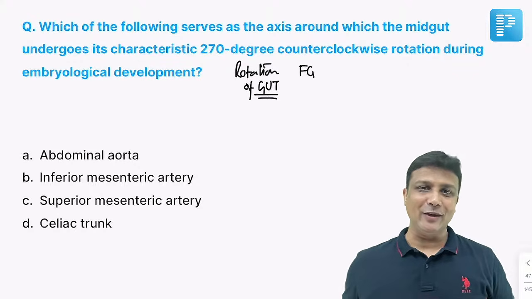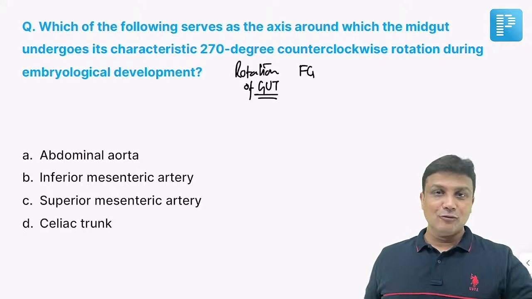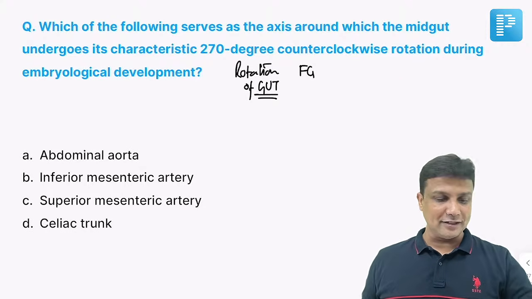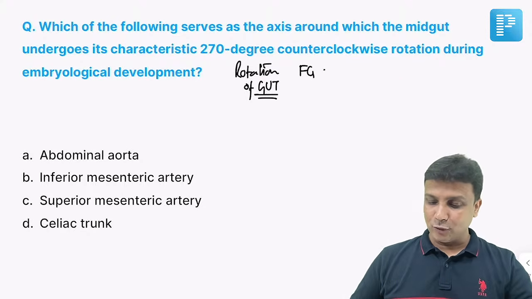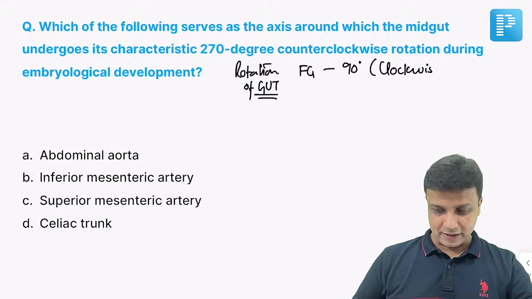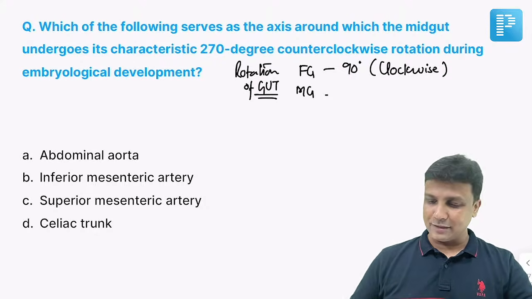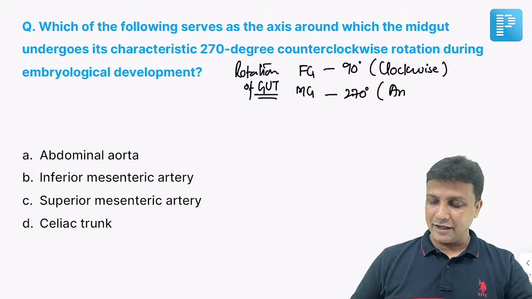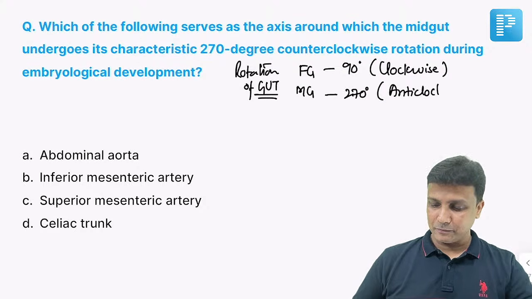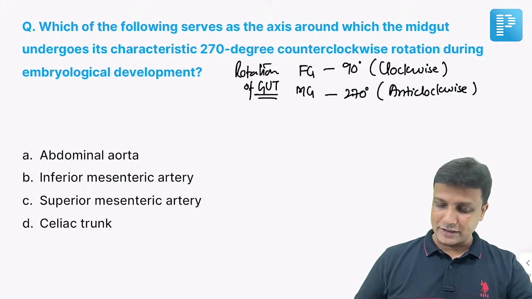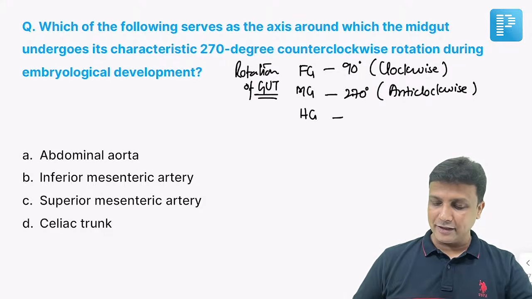Does the foregut rotate or not? Of course, the foregut is going to rotate, and it will be rotating 90 degrees in clockwise direction. Okay. Then what about the midgut? Does the midgut rotate or not? Of course, this will also rotate, and the midgut is going to rotate 270 degrees in anti-clockwise direction, sir. Whereas the hindgut is not going to rotate, sir.